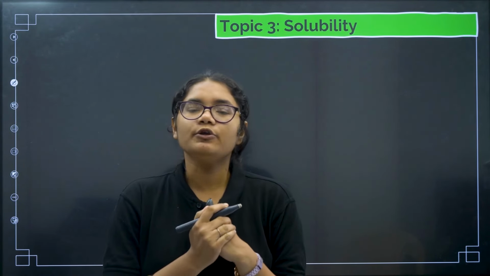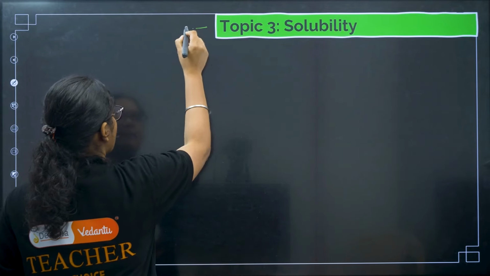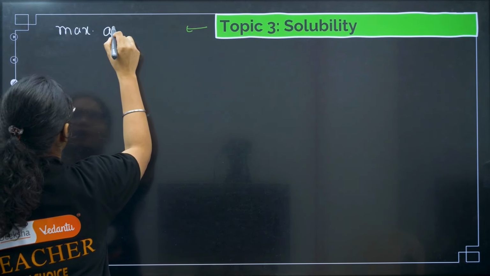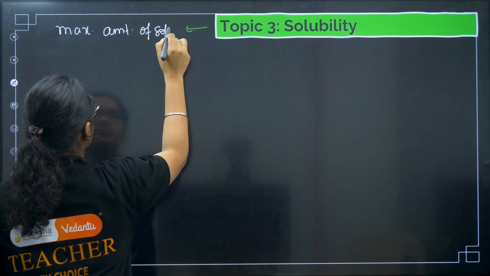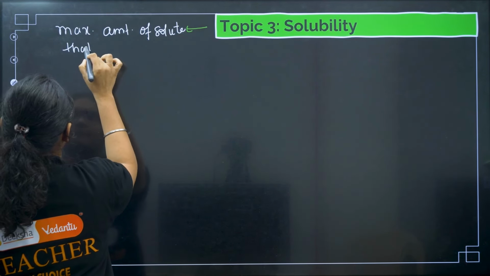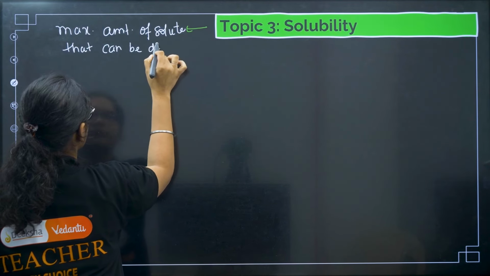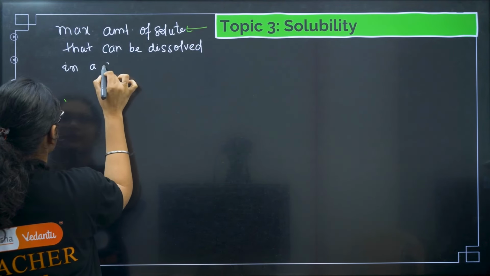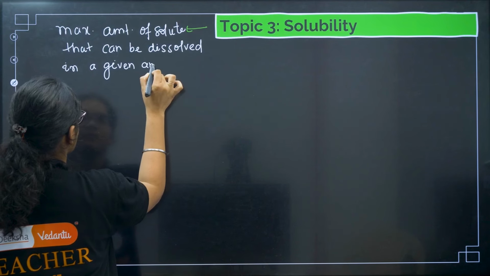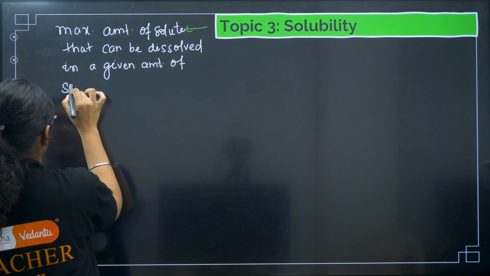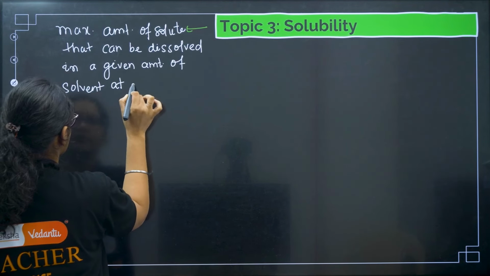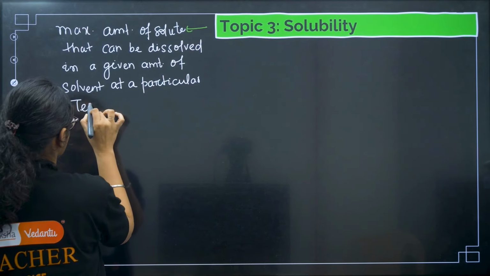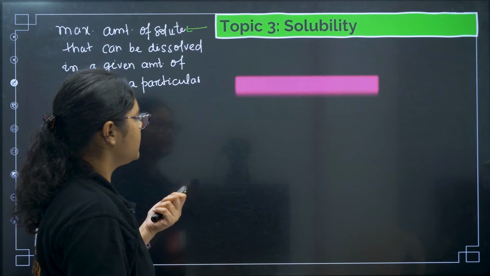So what do you mean by solubility? Solubility means the maximum amount of solute that can be dissolved in a given amount of solvent at a particular temperature. The temperature should be maintained constant. Now we will be studying solubility in two parts.